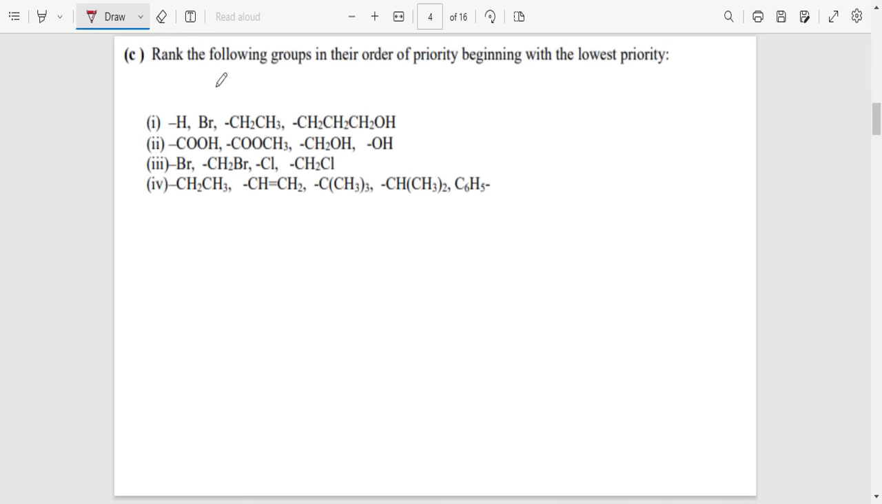Let's consider this one. Rank the following groups in the order of priority, beginning with the lowest priority. Basically, this is applied when we want to name a compound as either S or R. Let's say I've got a carbon bonded to a bromine like that, and then it has got an alcohol functional group, it has got CH3, and then it has got a hydrogen. Which one is going to be group one, the first group, the second, the third, and the fourth, for us to be able to determine the RS configuration?